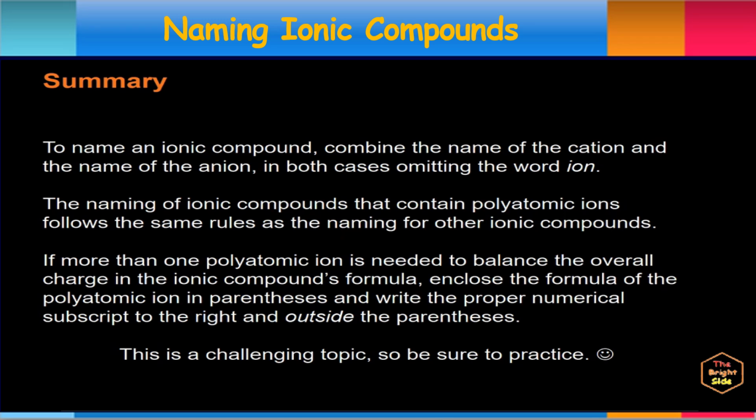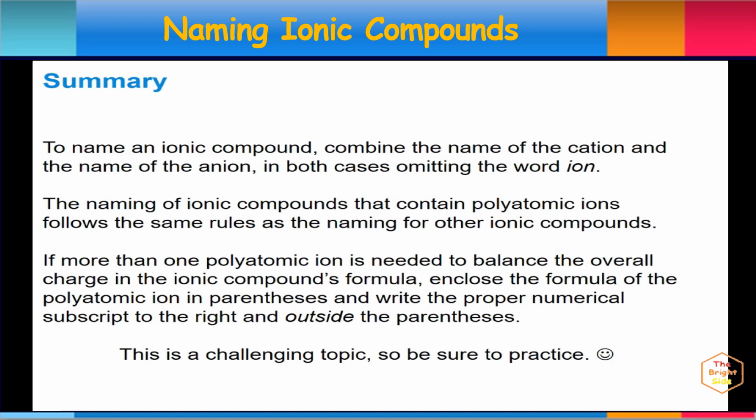Now, if you need more than one polyatomic ion to balance the overall charge in the ionic compound's formula, then be sure to use parentheses. So put the parentheses around the polyatomic ion and then put a subscript saying how many of those there are. And remember, that subscript goes outside the parentheses. Now, this is a very challenging topic, and so be sure to practice, because seriously, you get so much better with practice.